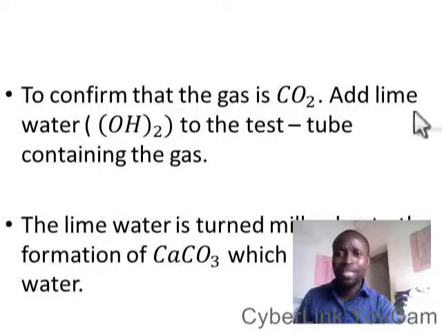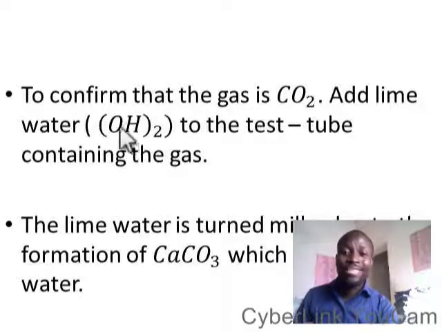Let's move on. Now, to confirm that the gas is CO2, what will you do to really prove that what you have is CO2? You are going to add water, H2O, to the test tube containing the gas. You add lime water. Lime water, this is not the formula, but it is a signal to the formula. There is Ca here, Ca(OH)2. Lime water is calcium hydroxide. Take note of that. Let's see the full slide here.